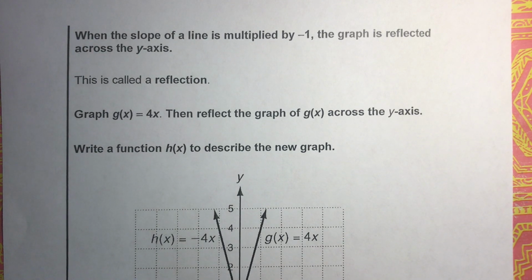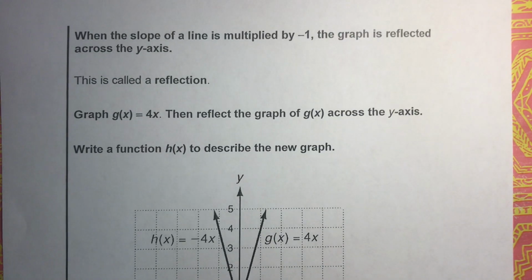Right, welcome back. So we talked about, what did we talk about? We talked about the y-intercept. So whenever the y-intercept changes, that's talking about a translation. Whenever the slope changes, it's talking about a rotation.